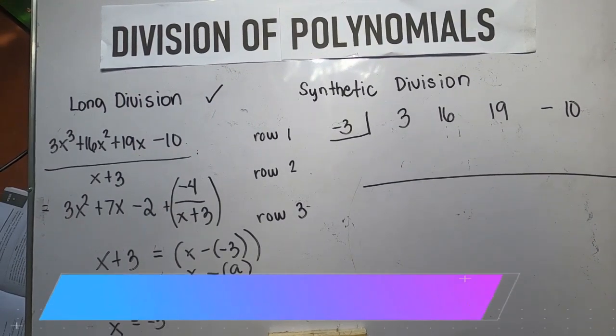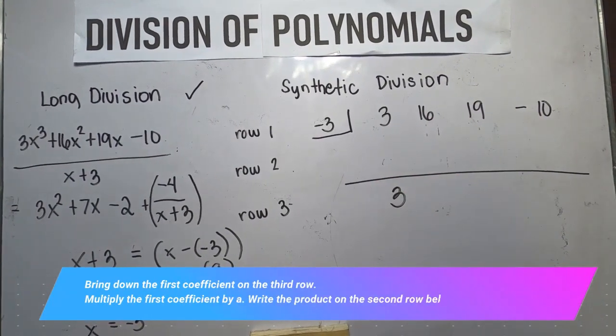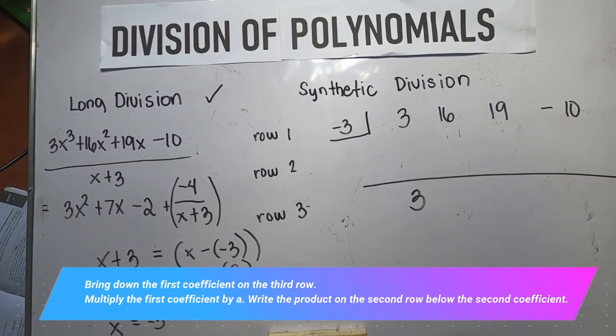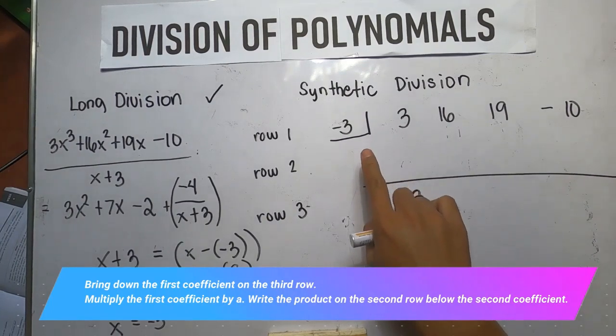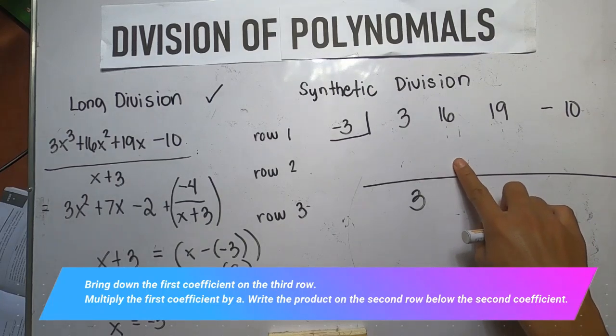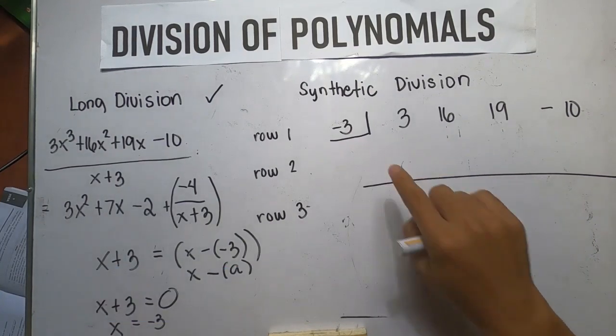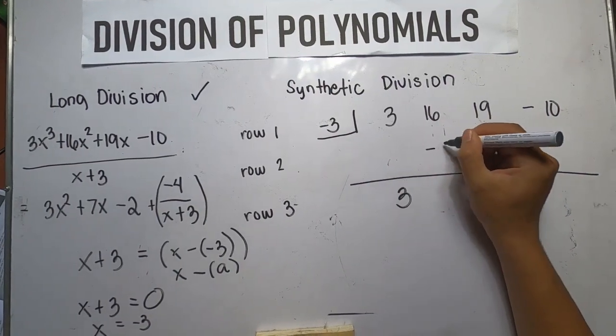Third step, bring down the first coefficient on the third row. Multiply the first coefficient by a and write the product on the second row below the second coefficient. That is 3 times negative 3 is negative 9.